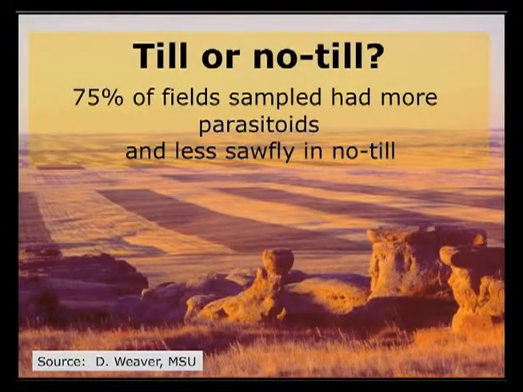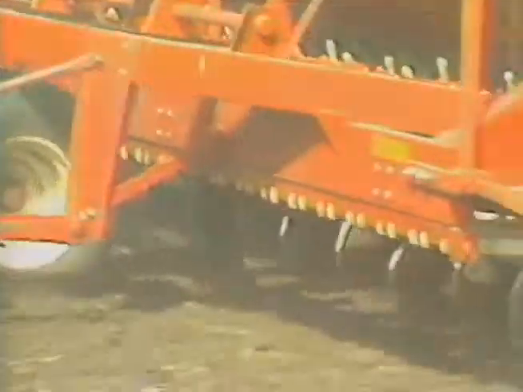In a recent survey of tilled and no-till fields in Montana, 75% of the no-tilled fields had higher parasitoid numbers and less sawfly damage than the neighboring tilled fields. Swathing and tillage also add expenses such as fuel, tractor time, and labor cost.